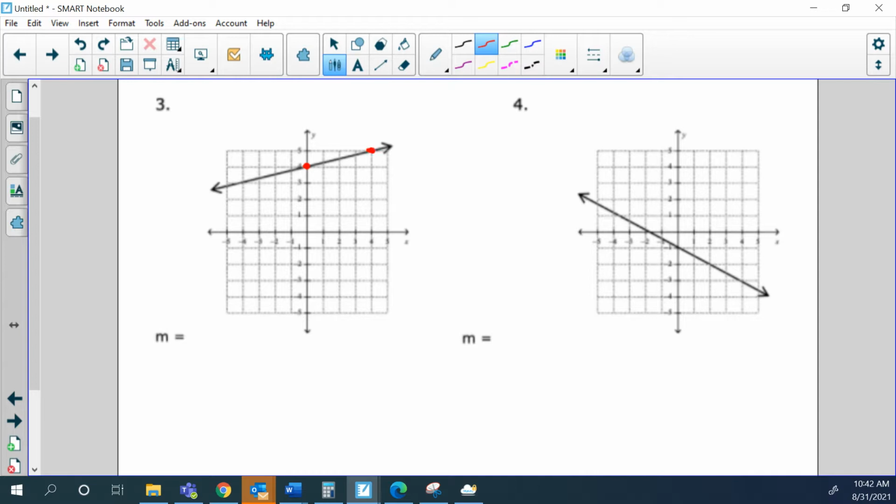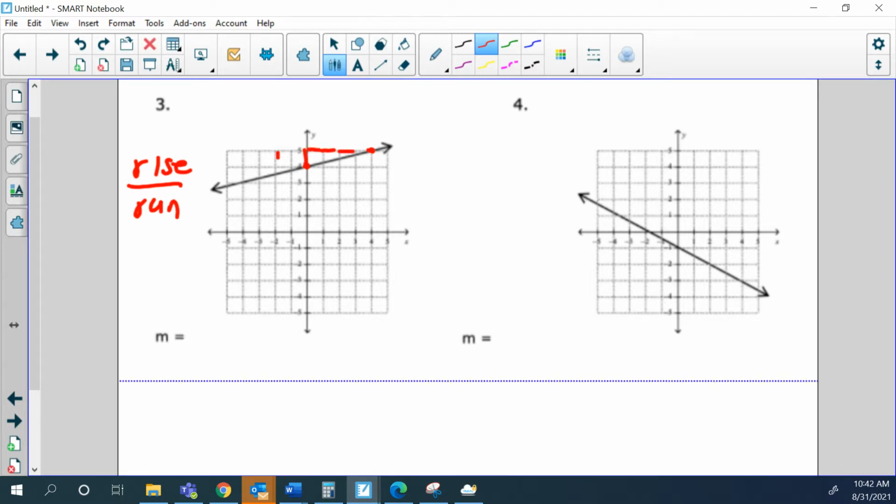And so my slope is rise over run. And if I notice, I'm going to rise 1, and then I'm going to run 1, 2, 3, 4. So my run is 4. And because I went to the right, my slope is positive. So 1 over 4 is my slope. 1 over 4. All right. Let's do it with the slope formula. All right. So let me go back and erase this right here.